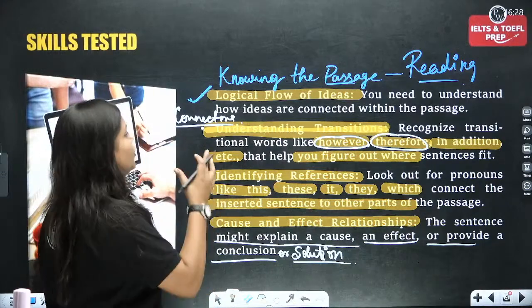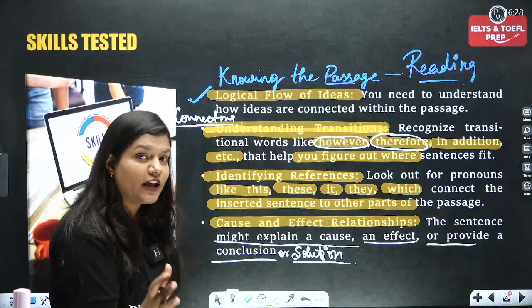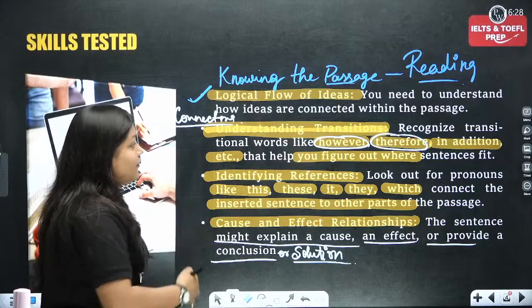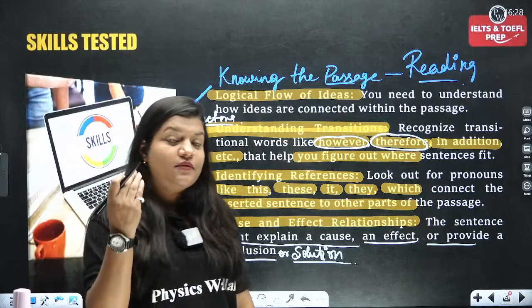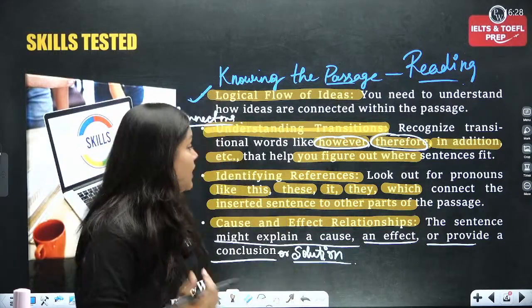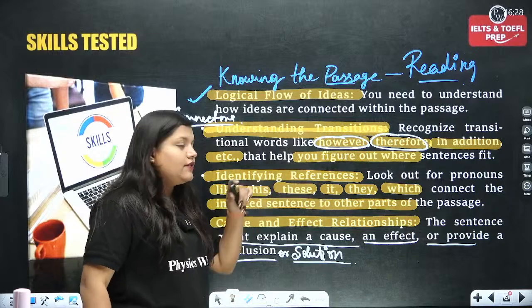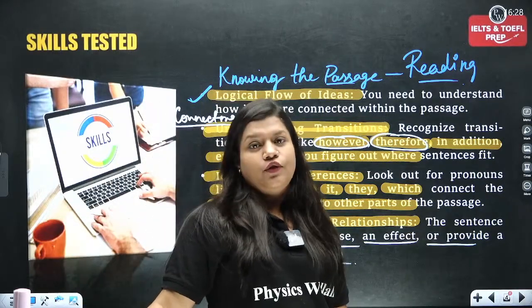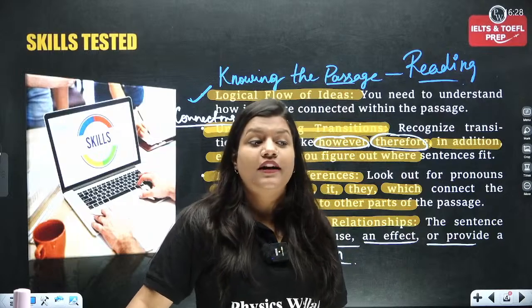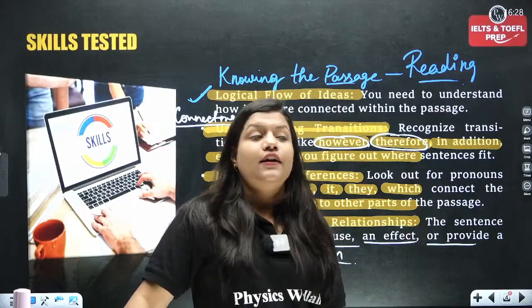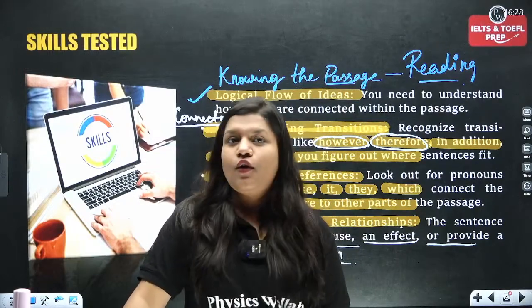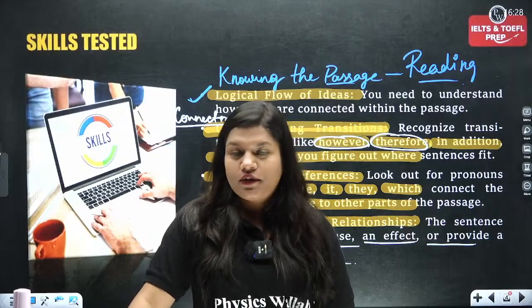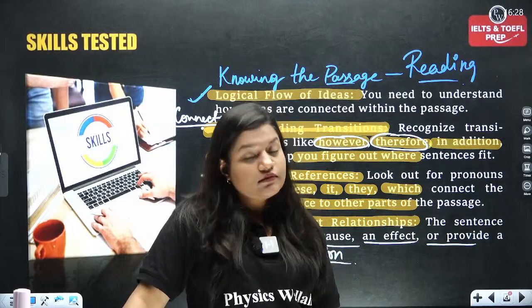So what we got to learn? We need to see the logical flow of the idea first. Second, we need to understand the transition between the paragraphs. Third, identifying references. We need to look for the pronoun. Also, we need to look out for the connectors or the words that might end up distracting, and also be very aware of the fact that you are going to get quite good paraphrasing.